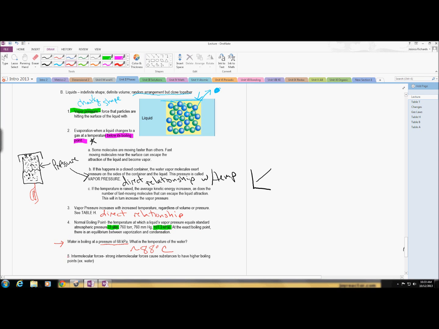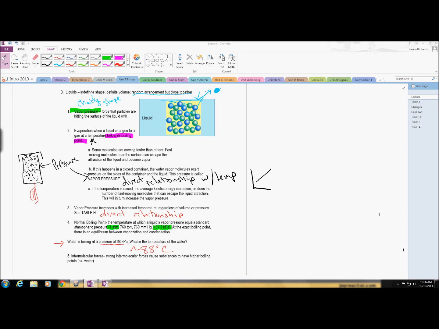Intermolecular forces, the forces between molecules. Strong intermolecular forces gives you high boiling points. Weak intermolecular forces gives you lower boiling points. And out of the four on table H, acetone or propanone has the weakest, and the acetic acid, or the ethanoic acid, has the strongest.